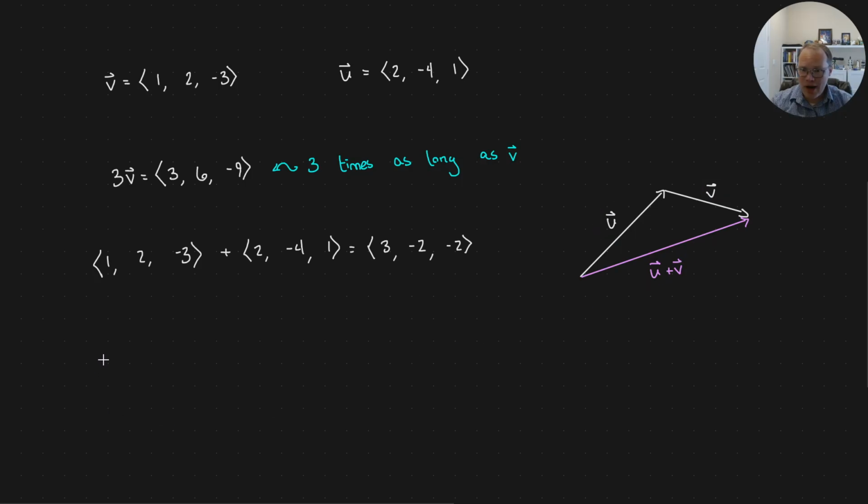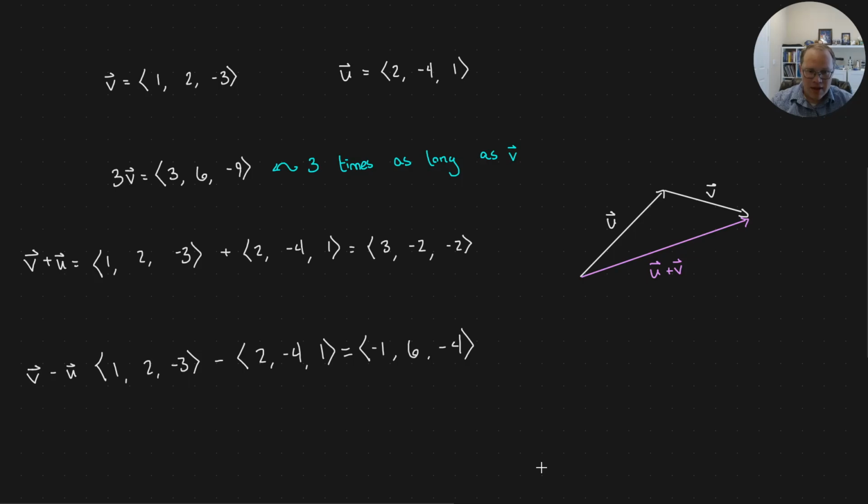Okay, subtraction works exactly the same way. So this was v plus u. Let's do v minus u. And you would just subtract corresponding components. You just have one more component to work with, right? 1 minus 2 is -1. 2 minus -4 is 6. And the last component, -3 minus 1, is -4. Okay? Subtraction, you interpret it also the exact same way.